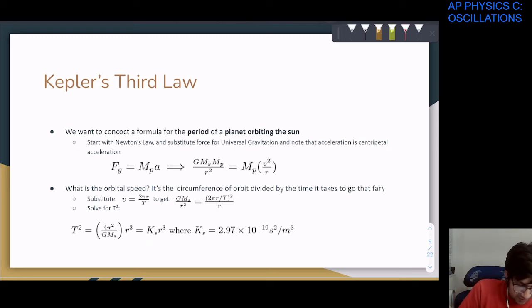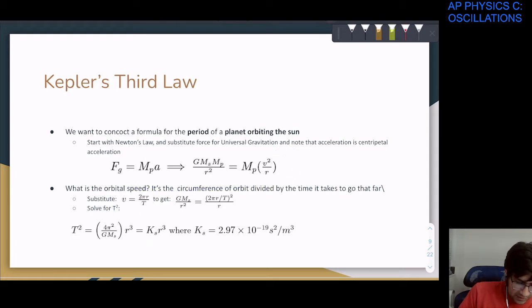So more generally, we say that this v, our orbital speed, is equal to the circumference, which is 2 pi r, because we're going to pretend it's a circular orbit, divided by T, how long it takes to go that far. This is just distance is equal to rate times time, but here we're doing velocity is equal to distance divided by time. And when we do that, we can substitute it in over here, so we can substitute this into this v squared.